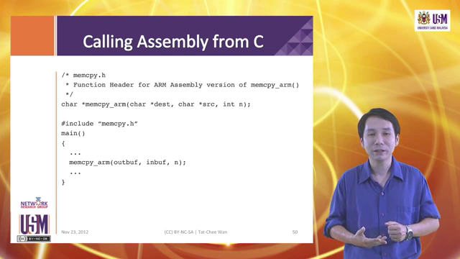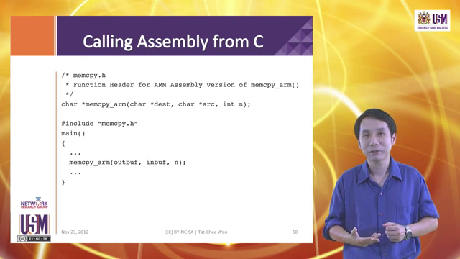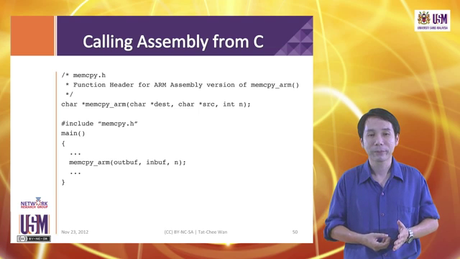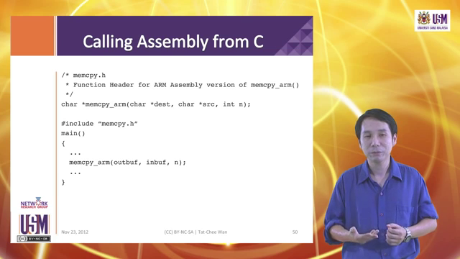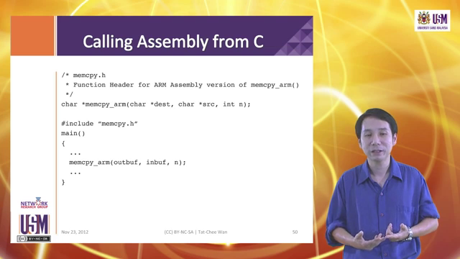Here there's a function definition, memcopy.h, which allows us to define a routine called memcopy_arm that will be called from our C program. So in this C program, we will include the header file for memcopy.h and call the routine memcopy_arm with the appropriate parameters. In our case, we need 3 parameters: outbuff, inbuff, and end.